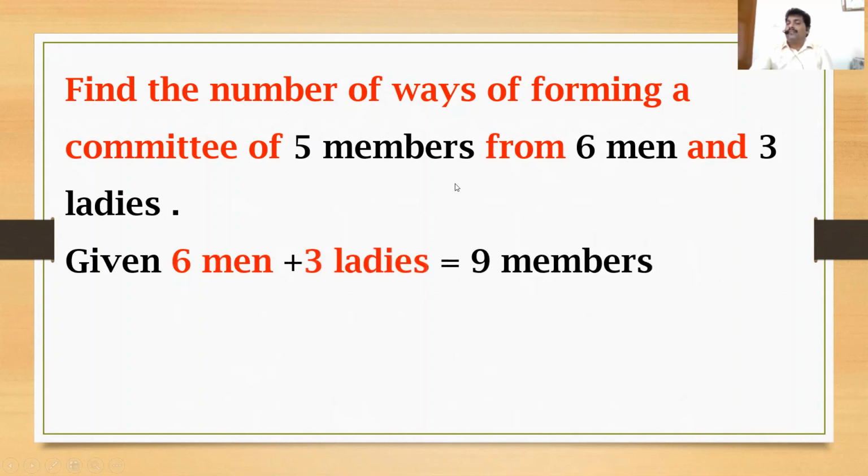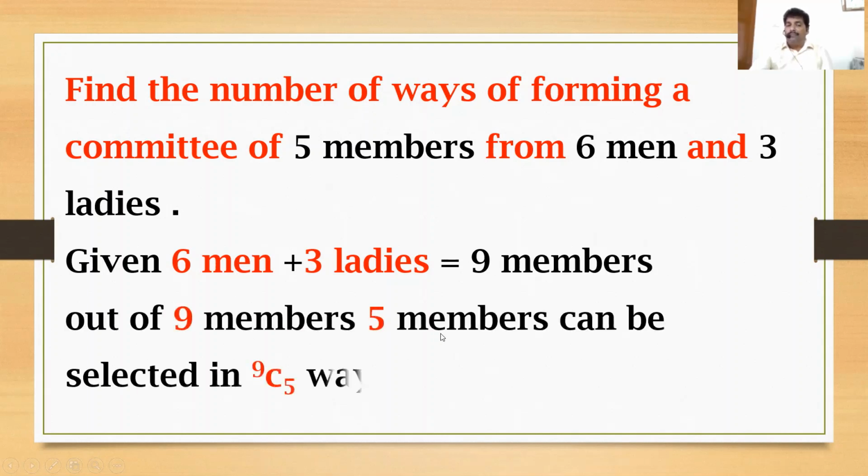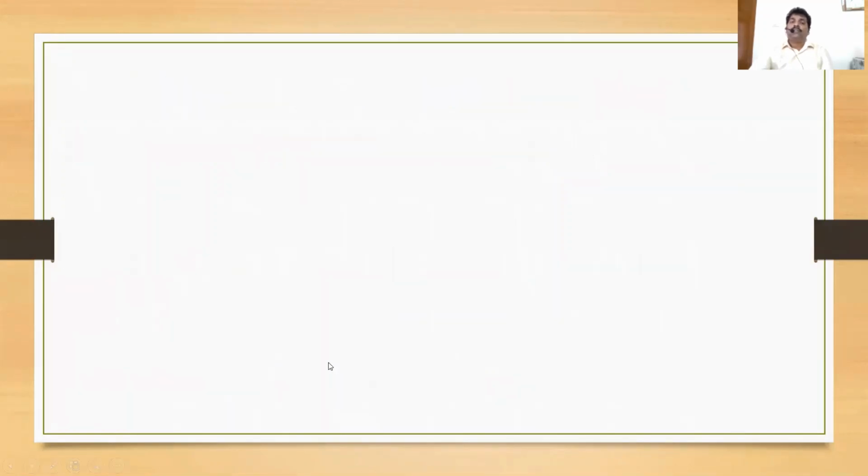Total 9 members are there. So out of 9 members, how many members do you have to select? 5 members you have to select. So out of 9 members, 5 members can be selected in 9C5 ways. If you want, you can simplify it. Otherwise, you can leave it like this.